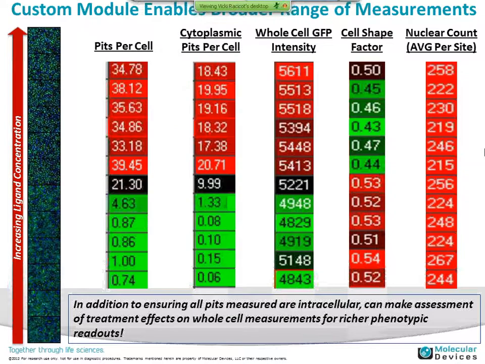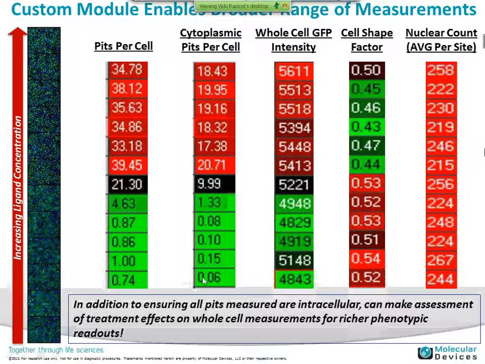So as I mentioned, we do offer a very powerful standard application module that allows us to make these types of measurements. In this case, pits per cell is one of the measurements that people often track when monitoring effects of a compound on GPCR internalization. So we can still capture that measurement here with our custom module. However, we can also incorporate other measurements that are going to allow for a more data-rich output from this particular assay with minimal effort to generate those measurements.